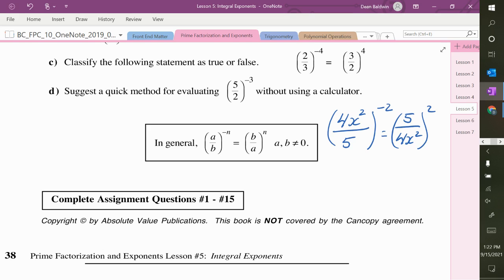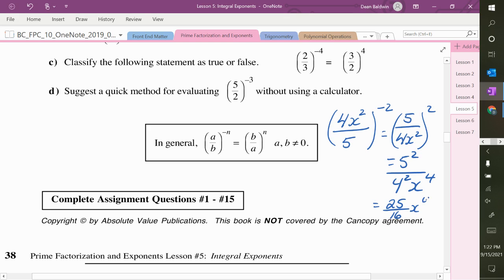All right. Now, where does this 2 go? It goes to everything. So you get 5 squared, 4 squared, x to the power of 4. What's 5 squared? Over, what's 4 squared? X to the, oh, I'm running out of room here. Over x to the 4. And that's your answer. Are we okay with that?